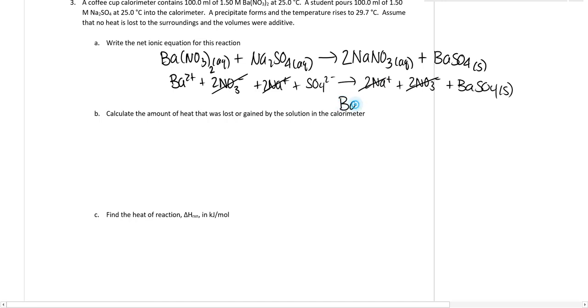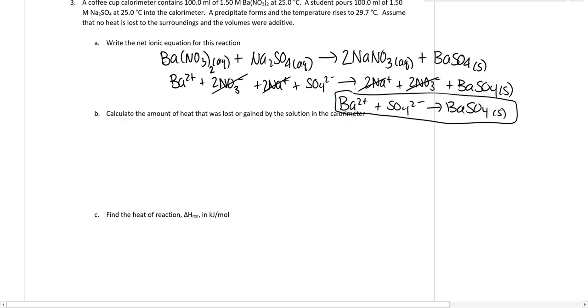So with the net ionic equation, we will leave them out, and we will just show the things that are actually involved in the change that's occurring. So the barium ion and the sulfate ion combine to make barium sulfate. And then I'm going to find the amount of heat gained or lost using the calorimeter. So I see the word calorimeter, and hey, I know I'm going to use this equation. If you don't see the word calorimeter, you can look for the fact that they're giving you a temperature change. That's another kind of giveaway there.